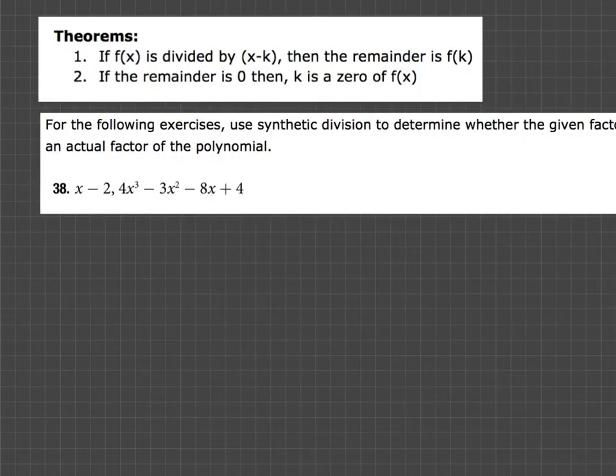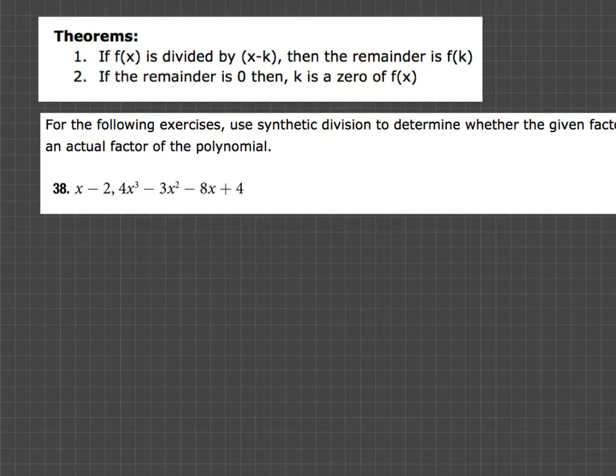Okay, we're going to do some more examples of synthetic division and determining if a given factor is an actual factor of a polynomial function. So we have a couple of theorems that I've summarized for us, and it says if a function f of x is divided by a factor x minus k, then that remainder is f of k. Okay, so whatever that is, it's evaluated at that value k. Now, if the remainder is 0, then that means that k is a 0 of f of x.